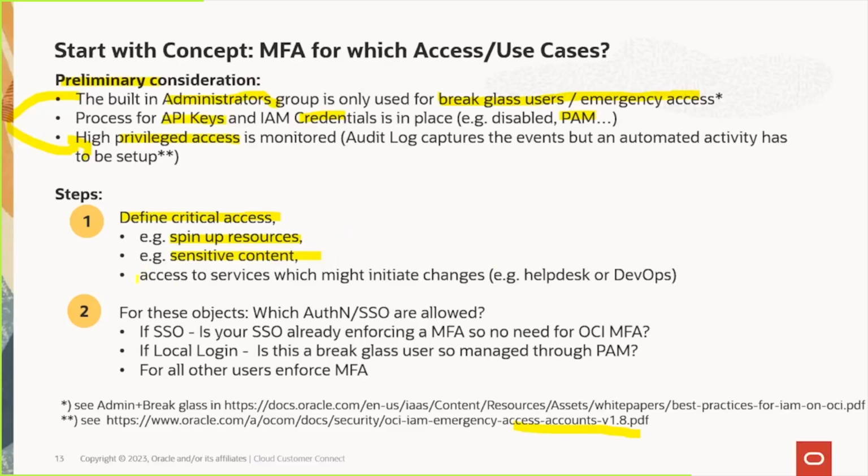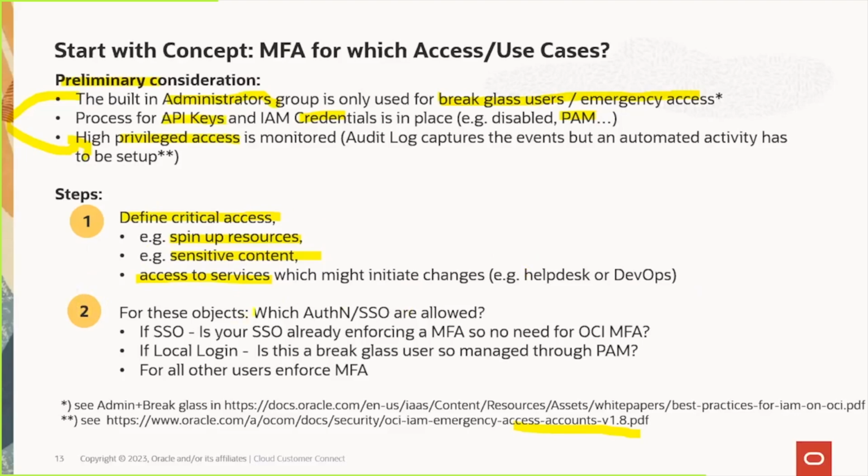And then you have these implicit things. So perhaps you have services which might initiate changes under the hood. If you have, for example, connected a help desk system, then the help desk system can spin up resources. Or if you have a DevOps process, then you might also be able to extend the environment, which then is not intended.